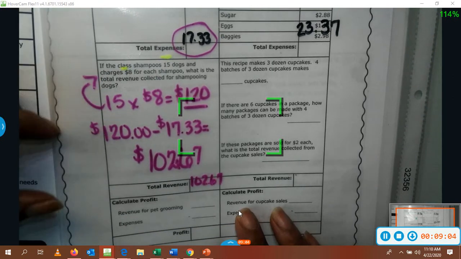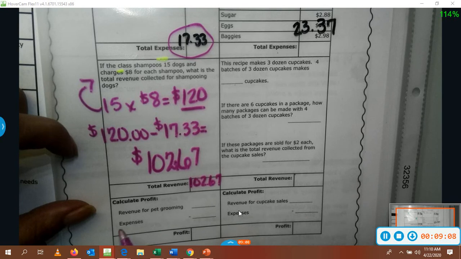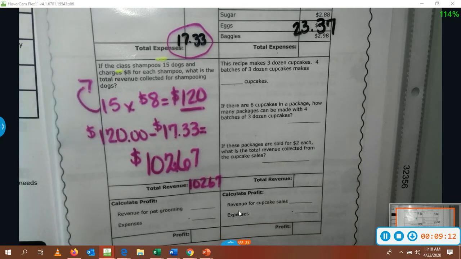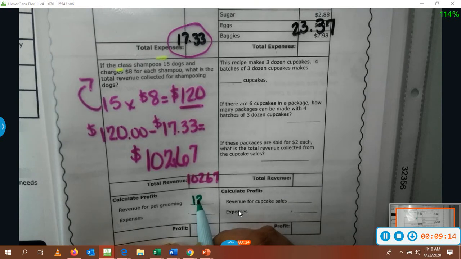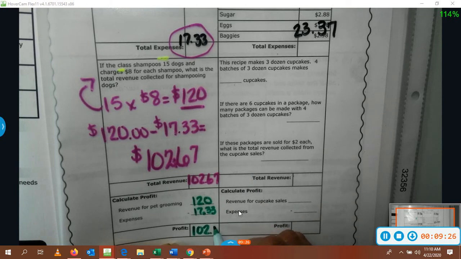So to calculate profit, revenue for pet grooming, they made how much? $120, and the expenses was $17.33. Don't forget your decimal point. And your profit is $102.67.